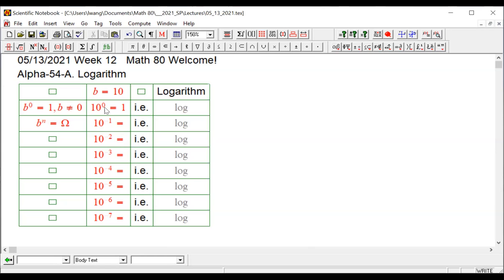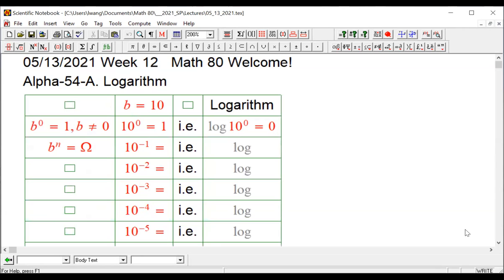Okay, 10 to the power 0. But this one we did already, right? So this is just really 10 to the power of 0. That is still 0. No change. We make the fonts larger.